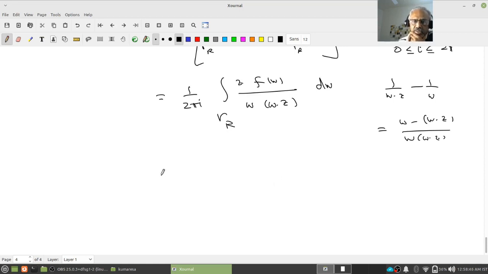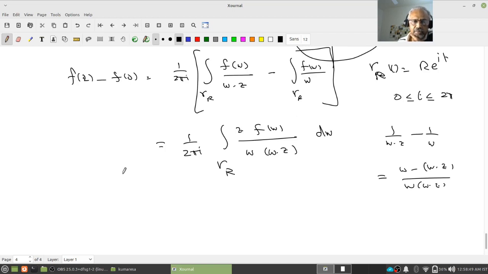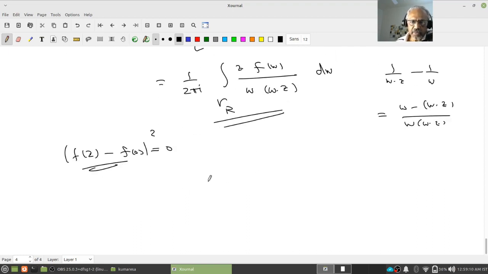Now what is it that I want to show? I want to show that mod f of z minus f of 0 equals 0. Therefore I have to show this is 0. That means I want to estimate this object. If I want to estimate a path integral, naturally I have to use the ML inequality. Now f is bounded, so assume that mod f of w is less than or equal to M for every w in C. It's bounded on all of C, therefore it's bounded on gamma R also by the same constant.